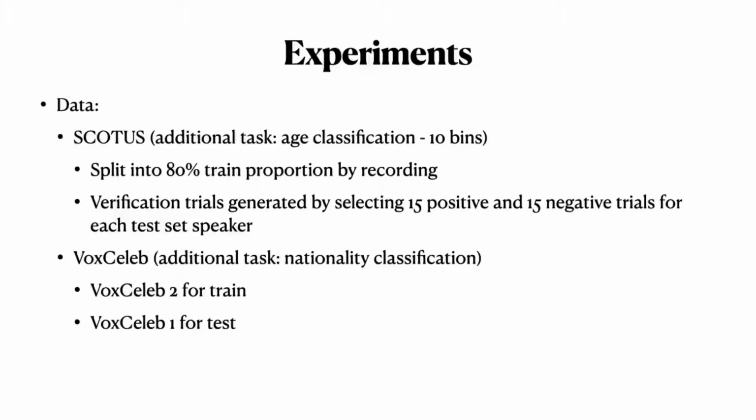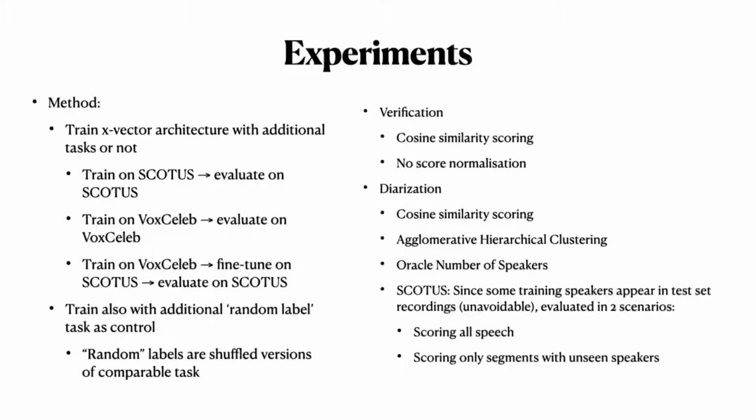We trained the X-vector architecture with these additional tasks or not in 3 training regimes. We trained on SCOTUS and evaluated on SCOTUS. We also trained on VoxCeleb and evaluated on VoxCeleb. And we also trained on VoxCeleb, fine-tuned on SCOTUS, and then evaluated on SCOTUS. And to eliminate any regularizing effect of the additional tasks, since they're most likely noisy due to being web scraped, we also ran experiments with shuffled auxiliary labels, and this can be seen as a 100% noise version of our noisy labels.